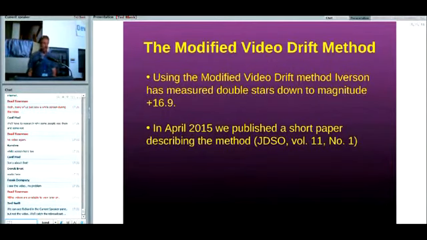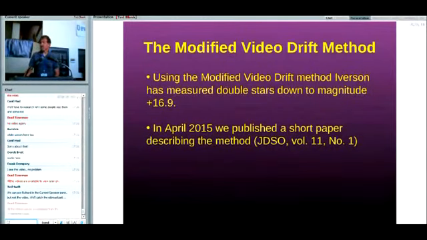Okay, so Ernie came up with a modified video drift method. Using this method, we've been able to measure stars at least down to magnitude 16.9. And in April of this year, we published a short paper on this technique in the journal Double Star Observer. Next slide, please.